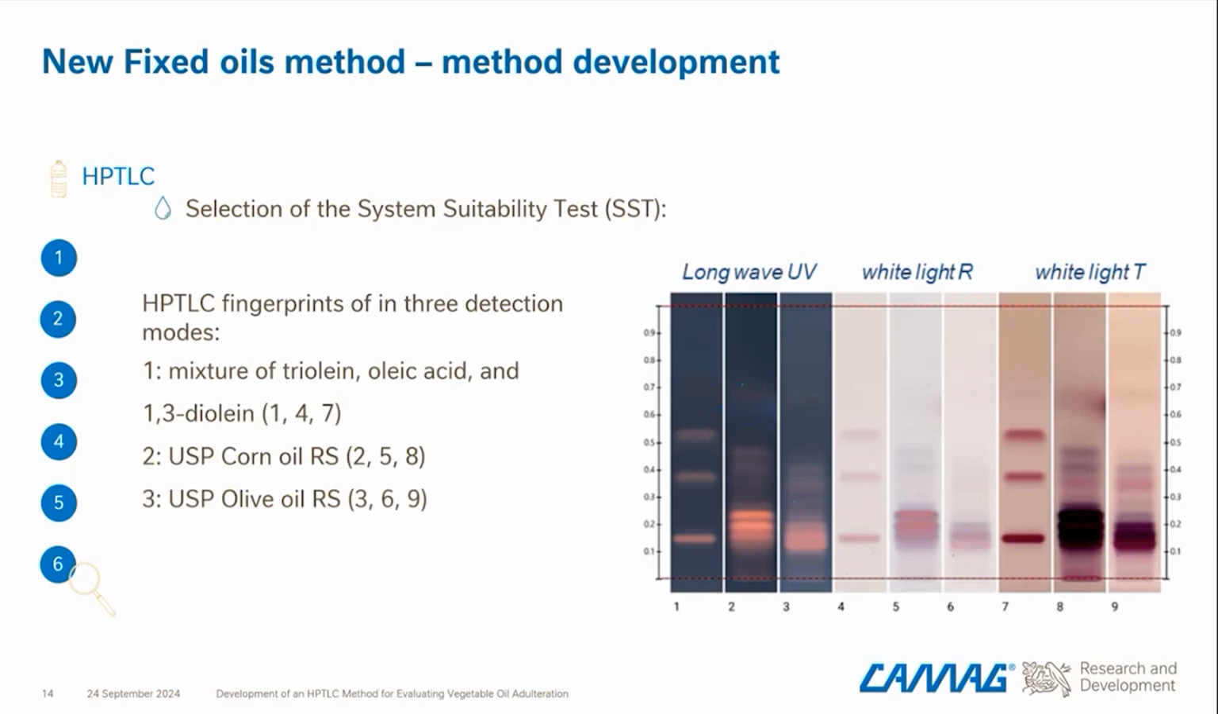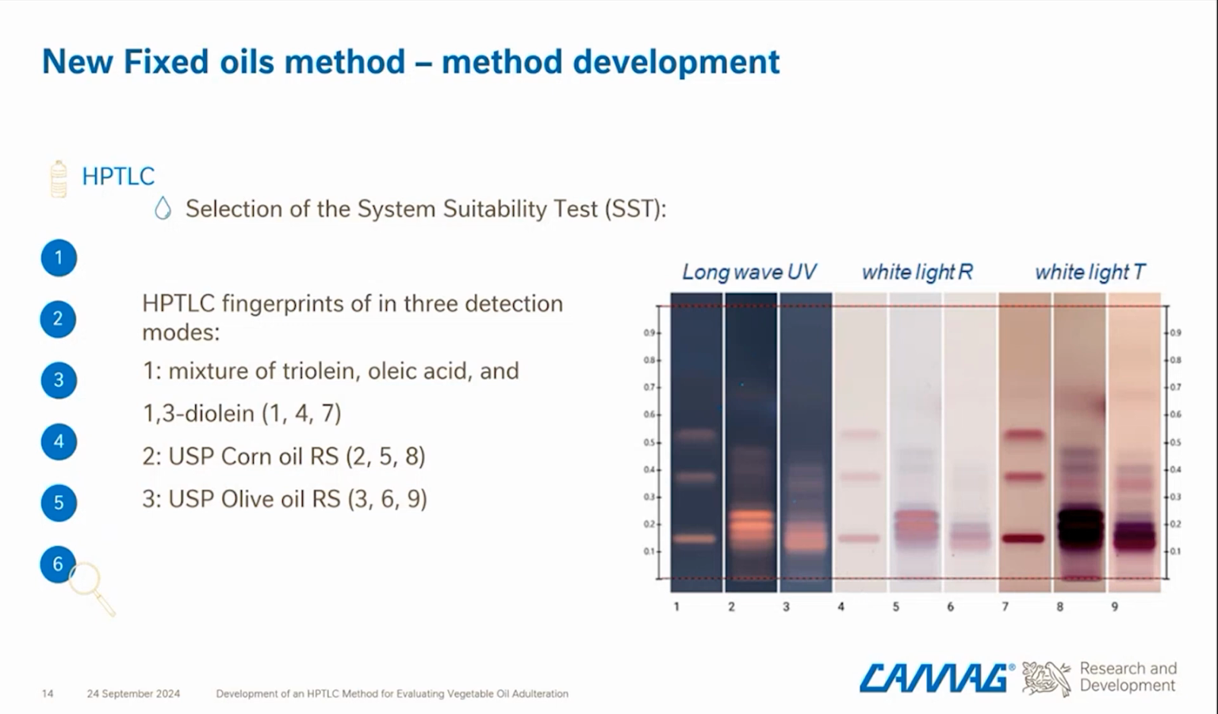Initially, in the USP method, they use the corn oil and the olive oil extract. So here, the problem is that when you use an extract, there is also some natural variability that you have to take into account. So that's why we wanted to have another proposal and use some reference standard. So we propose a mixture of triolein, oleic acid, and the 1,3-diolein. So you see here on the tracks 1, 4, and 7.